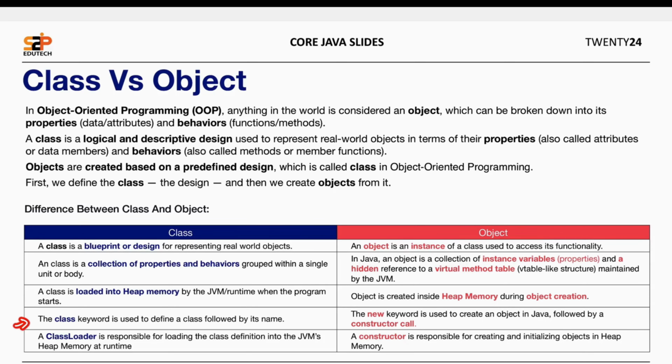Class is created with the help of class keyword, and whenever we want to create an object, we use new keyword followed by the constructor. Class is loaded by class loader, and we can create object with the help of constructor.